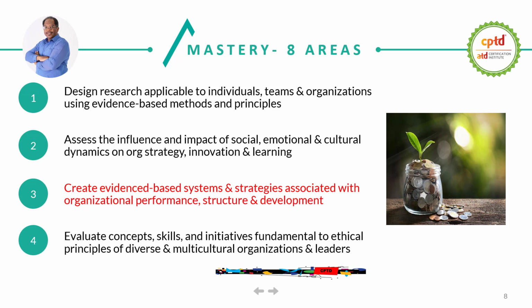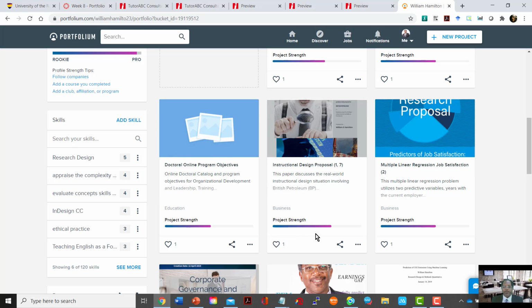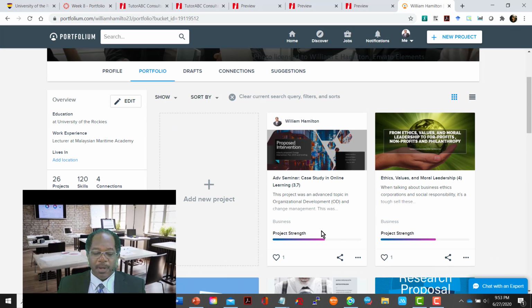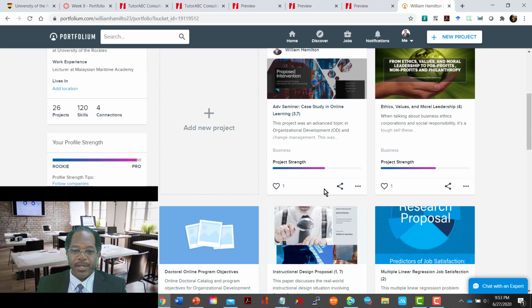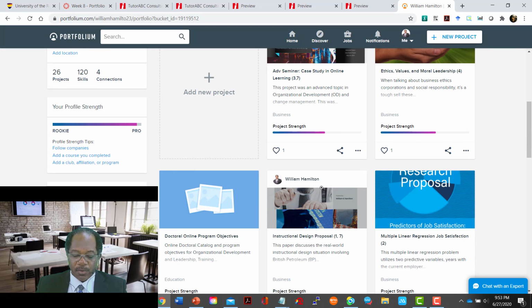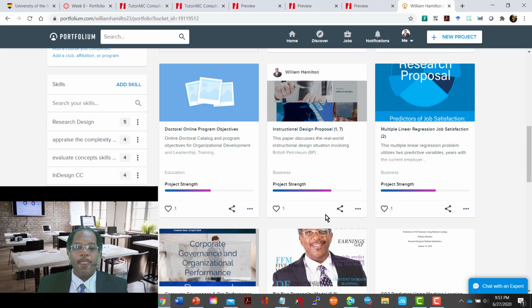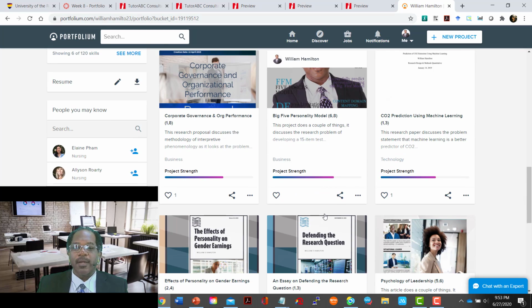Program learning outcome number 3, create evidence-based systems and strategies associated with organizational performance. Here again, you can see there are a number. I have 3 projects highlighted here. Advanced seminar, there's a case study for online learning. And then there's also one defending the research question and something to do with philanthropic social responsibilities. For this one, I chose to use designing a research question. And again, this is another interesting one.